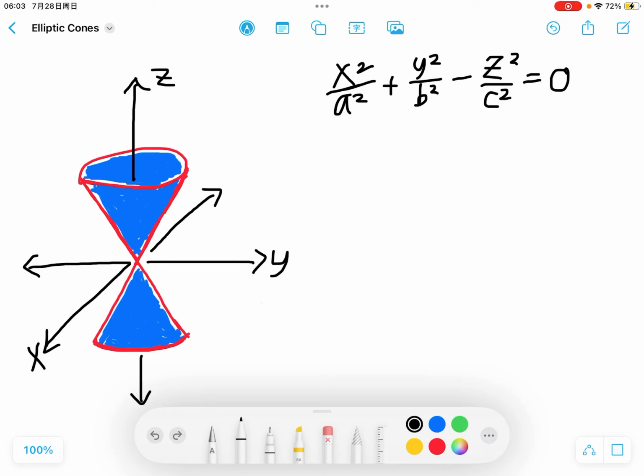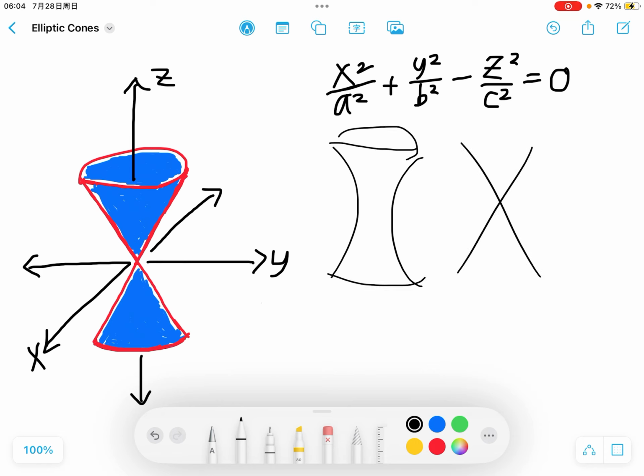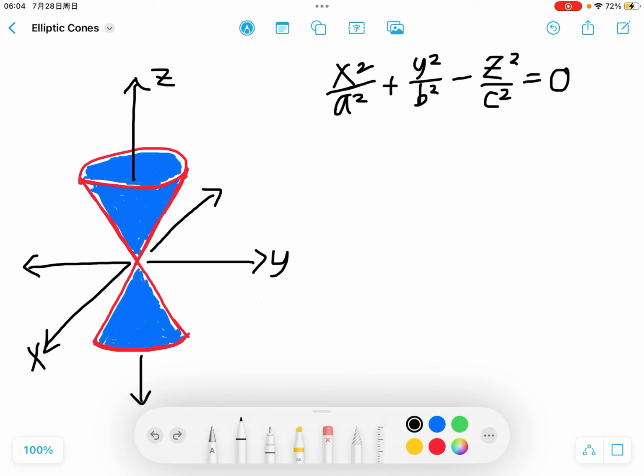Now we're going to learn about elliptic cones. This is an example of the graph of an elliptic cone, and as you can see, it's really similar to a hyperboloid of one sheet. However, this point where the two sheets supposedly intersect is only a point, and it's not like a hyperbola. It's only a point. So this is the difference between an elliptic cone and a hyperboloid of one sheet.